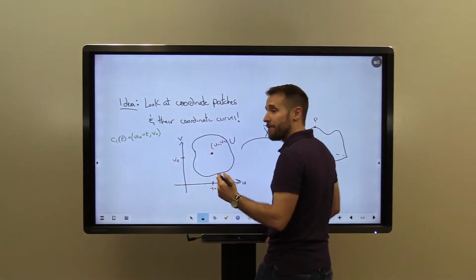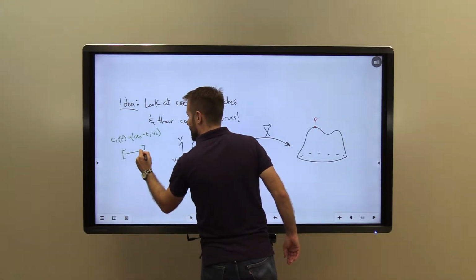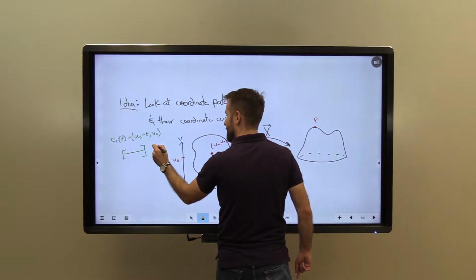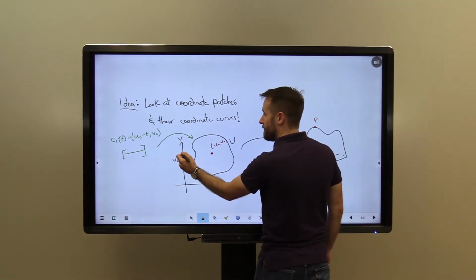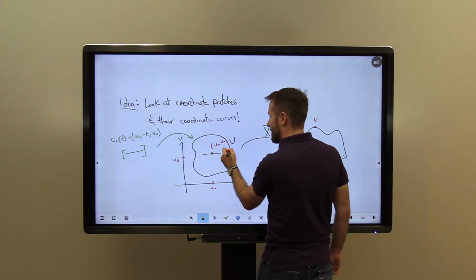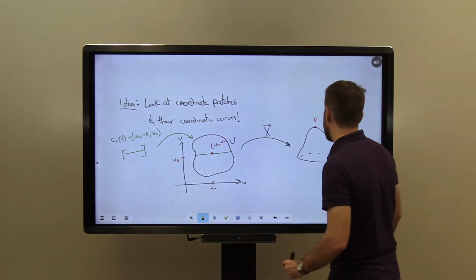All right, and so specifically, what we're getting then is that C1 is going to be this curve that takes an interval with a coordinate t, maps it in here, and what it's doing is it's keeping our v coordinate fixed at v naught, and it's just letting our u coordinate vary in time. So we're going to get that coordinate curve right there.